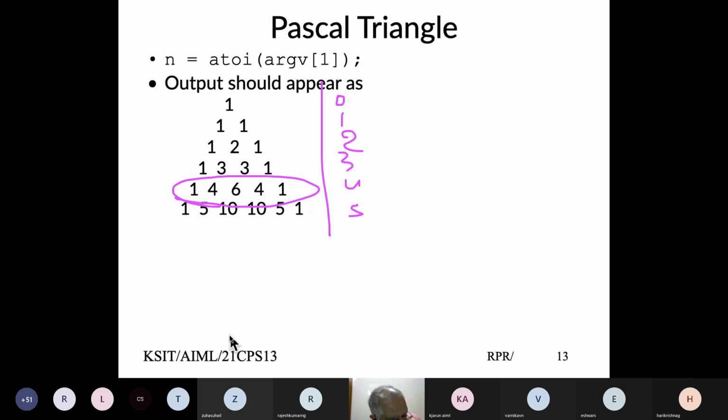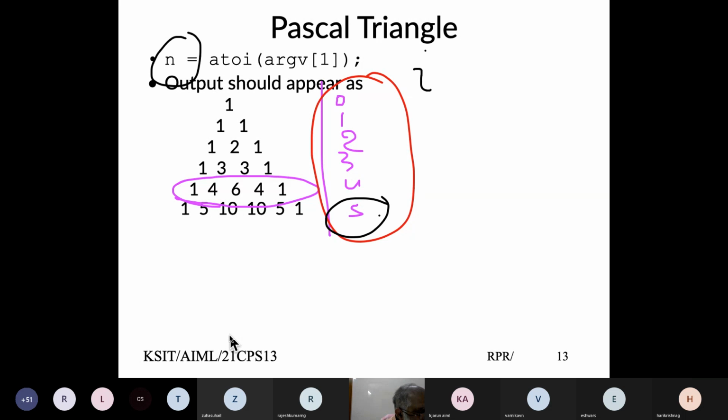So if I am at line number i, since I'm running my outer loop with i changing from 0, 1, 2, 3, 4, 5, some number, and this would be whatever input is given here. My first loop will run because I need to print n plus 1 lines. So I'll run my loop from 0, 1, 2, 3 up to n. I'll put a loop starting with a variable i, running from 0 to n.